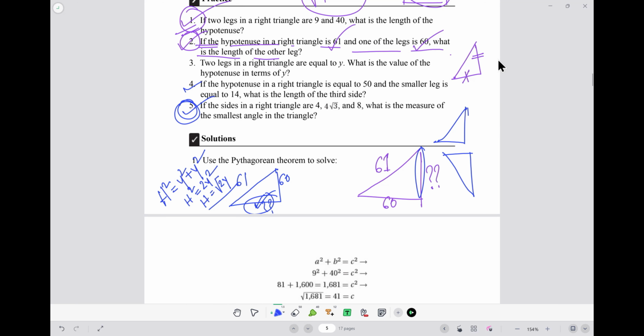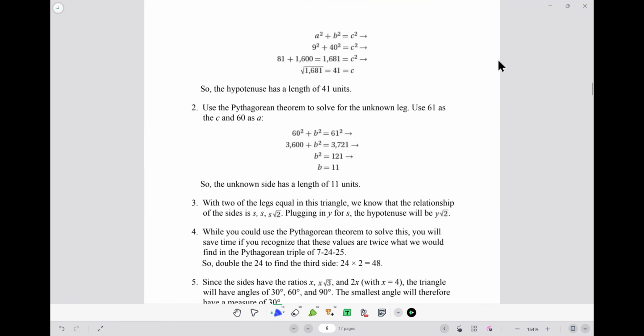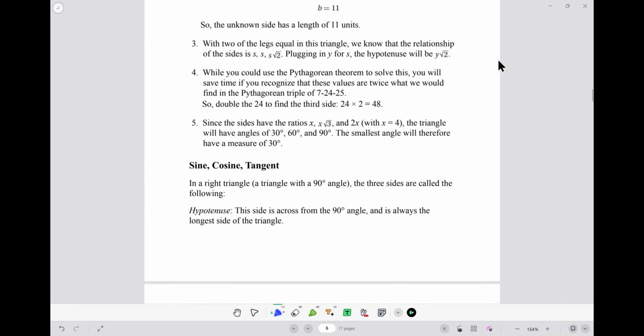I'm just going to focus on the solution. Since the sides have the ratios x root 3 and 2x with x equals 4, the triangle will have angles of 30 degrees, 60 degrees, and 90 degrees. The smallest angle will therefore have a measure of 30 degrees. I really don't understand the point of solving this problem this way. This is basically a memorizing technique.